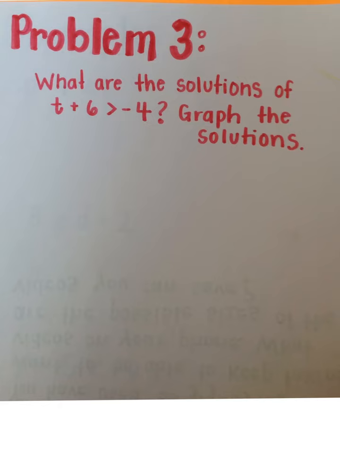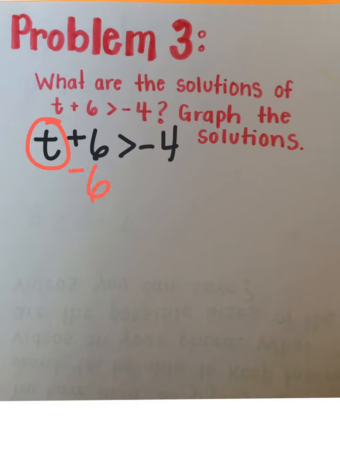Just as we were using addition to solve inequalities, we can also use subtraction. Remember how I said I can treat my inequalities like equations? The same goes for subtraction. So if I have that t plus 6 is greater than -4, I need to isolate my variable. I need to get t alone. 6 is being added to t. So how do I undo that? Well, I'm going to subtract 6 from both sides. My 6's will cancel out, and I'll be left with t is greater than -10.